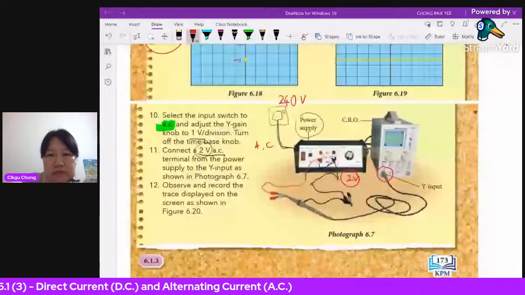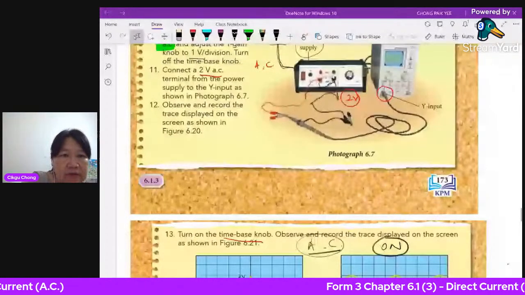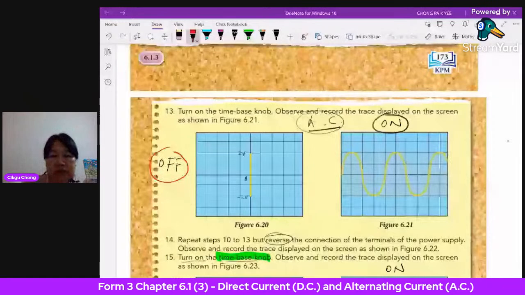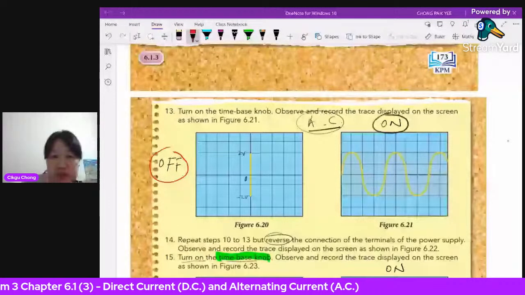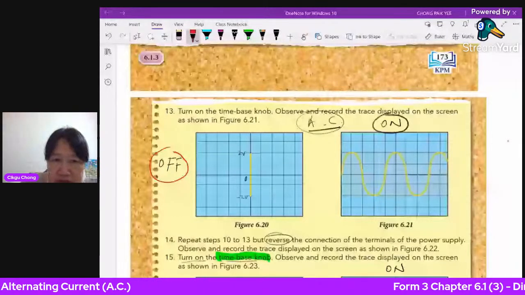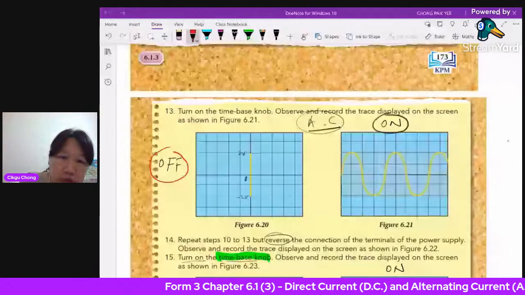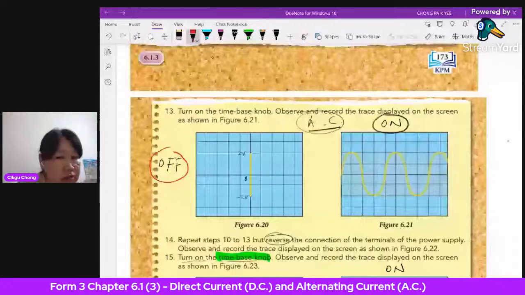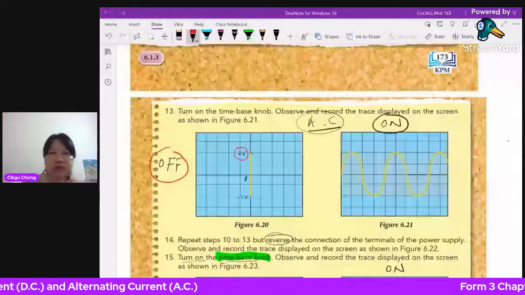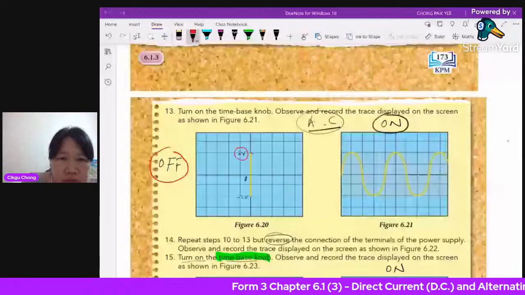The first thing is you're going to use the time base, and you switch it off. Now it's not going to be a dot, because for AC the direction changes. It will be positive, negative, positive, negative. The dot is not at zero, because you switched it on already with a current of 2 volts. So it goes up, and the next moment it comes down, because it switches direction. I mentioned earlier, AC: positive 2, negative 2, positive 2, negative 2. One moment is positive 2, the next moment is negative 2.